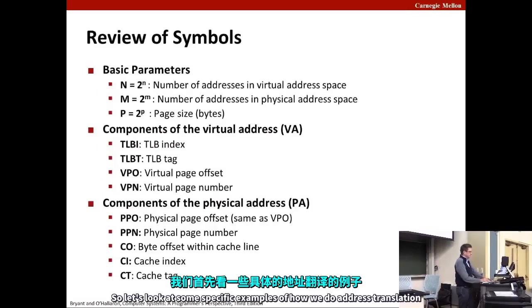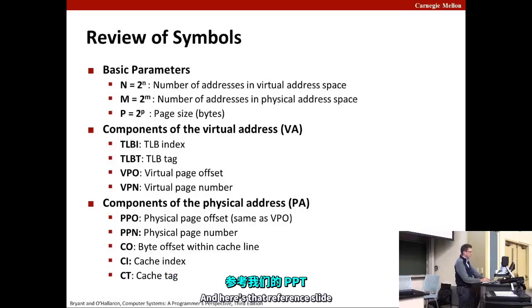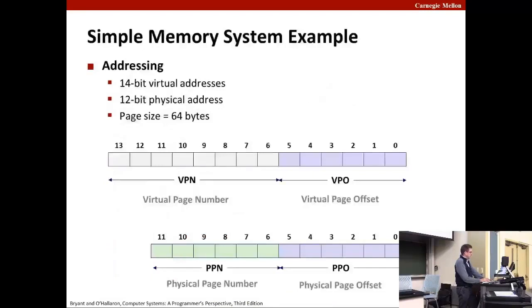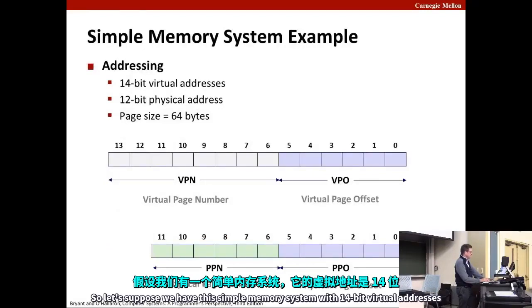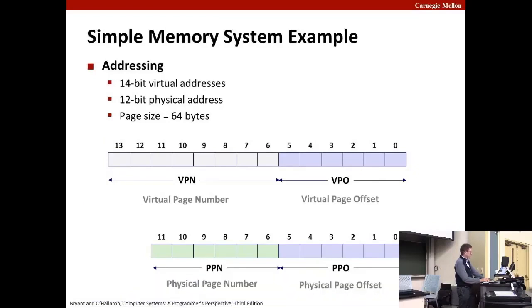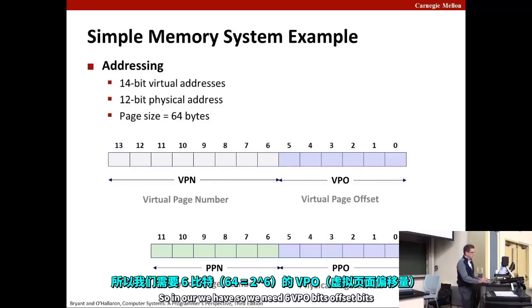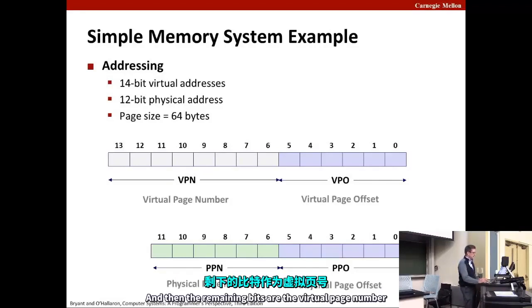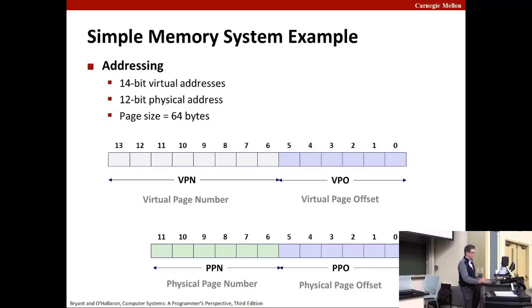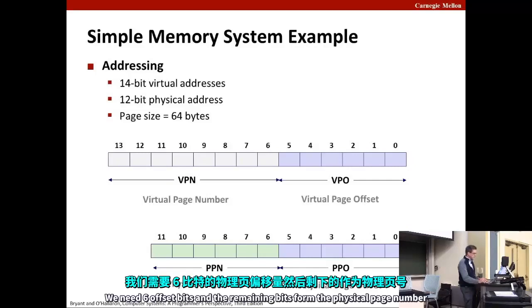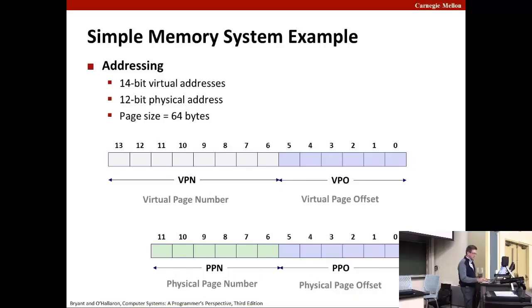So let's look at some specific examples of how we do address translation. And here's that reference slide. Let's suppose we have this simple memory system with 14-bit virtual addresses, 12-bit physical addresses, and a page size of 64 bytes. So we need 6 VPO bits, offset bits, and then the remaining bits are the virtual page number. And similarly for our physical addresses, we need 6 offset bits, and the remaining bits form the physical page number.